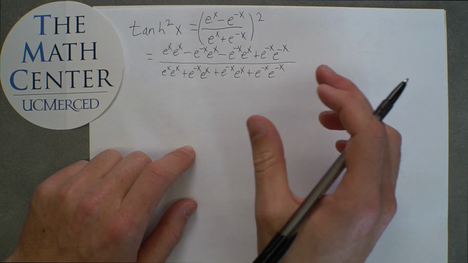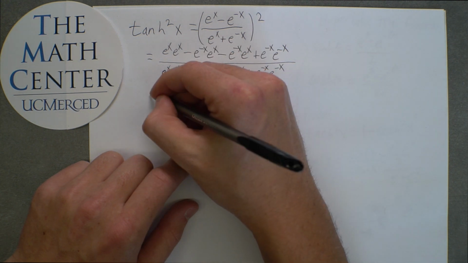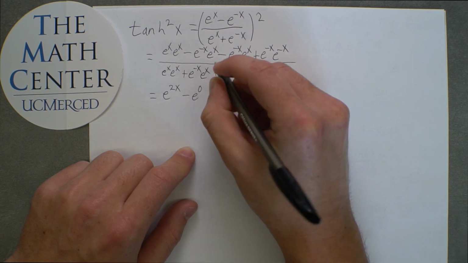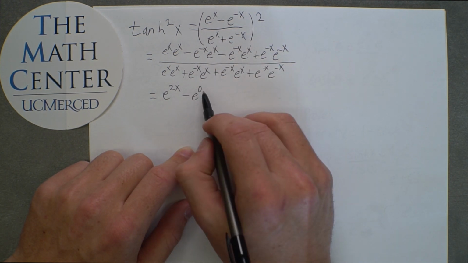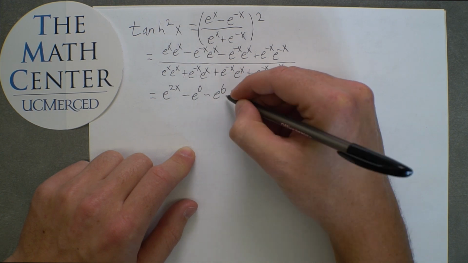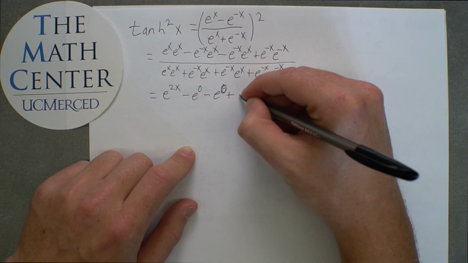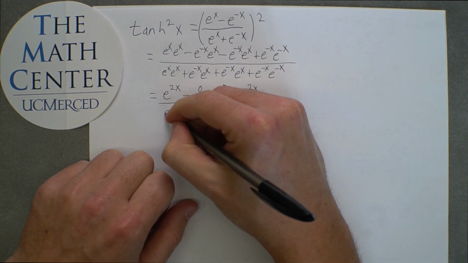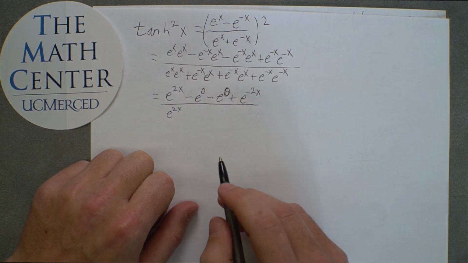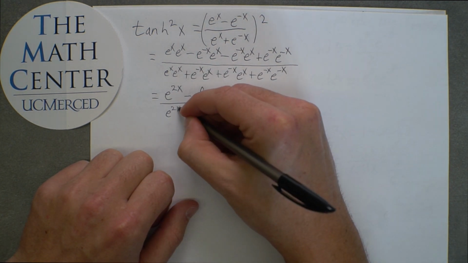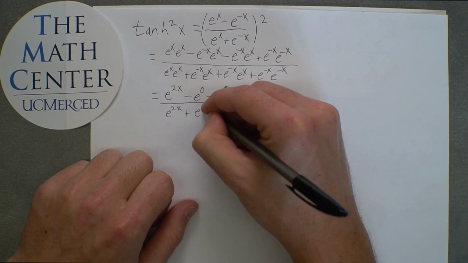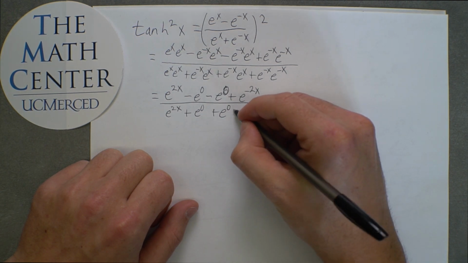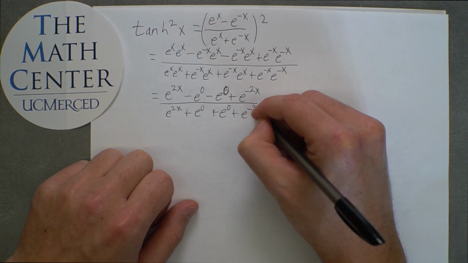So let's combine some terms, do these multiplications. So we get e to the 2x minus e to the 0, because this negative x plus the x is 0, minus e to the 0, plus e to the negative 2x. And in the denominator, we have e to the 2x, plus e to the 0, combining these two exponents, plus e to the 0, combining these two exponents, plus e to the negative 2x.